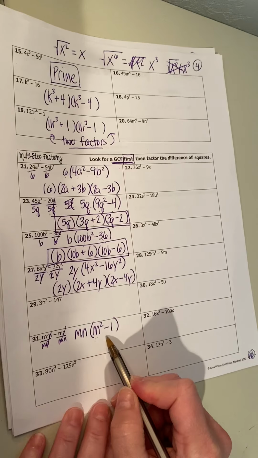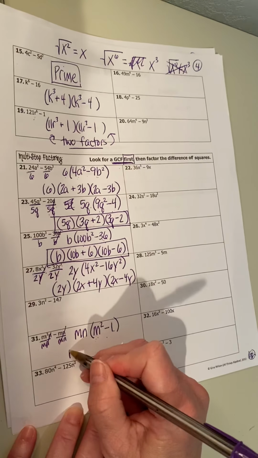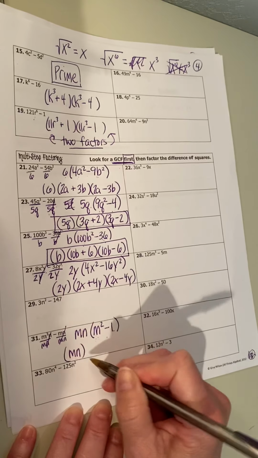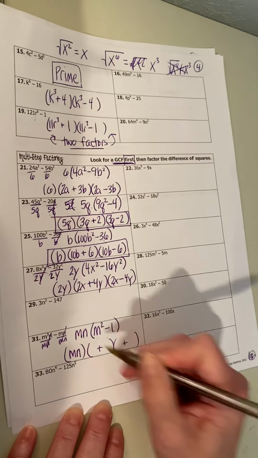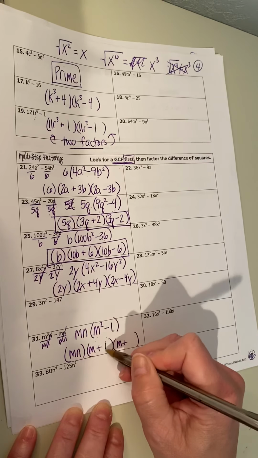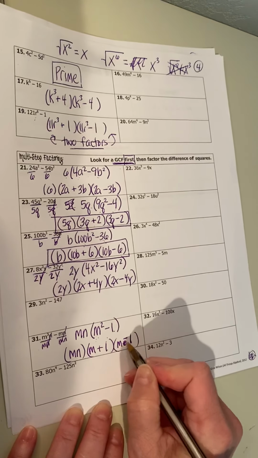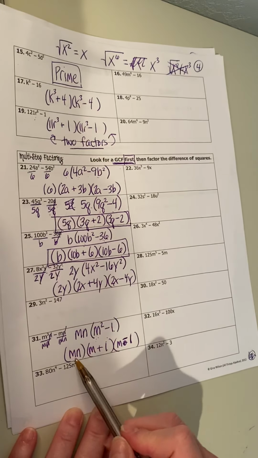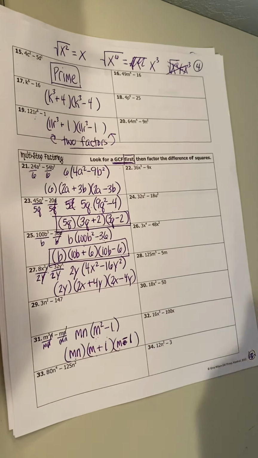So I'm not done factoring yet, because this is a perfect square minus a perfect square. So here's my first factor, mn. Now I'll set up the rest of it. Square root of m squared is m. Square root of the 1 is 1. Oh, this is supposed to be a minus sign. Sorry, getting ahead of myself. So mn times m plus 1 times m minus 1. Whew. All right, so that's the end of page 4.